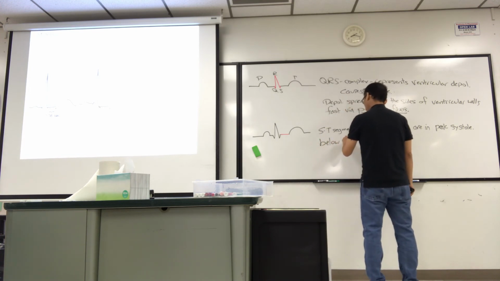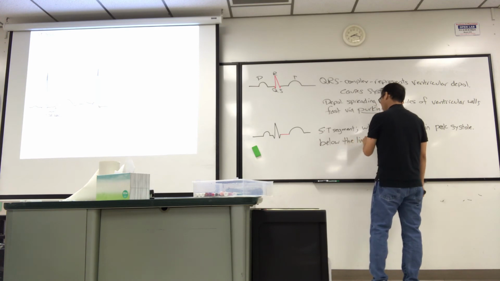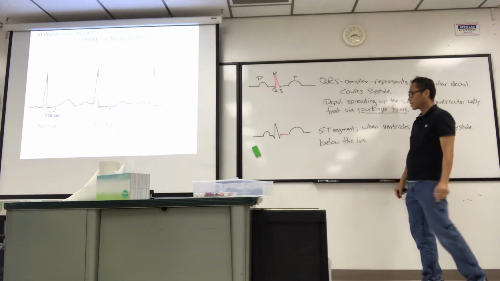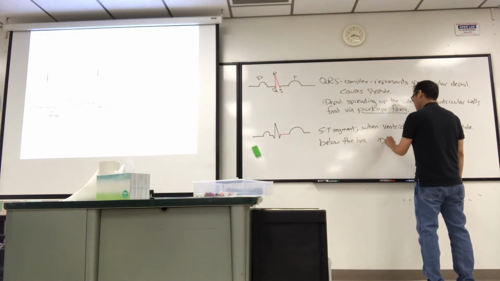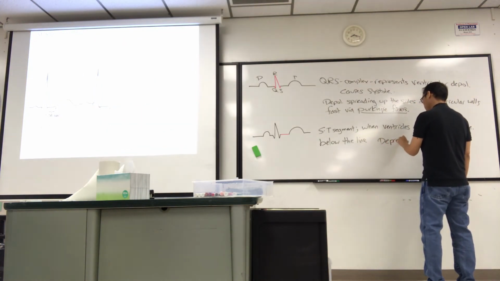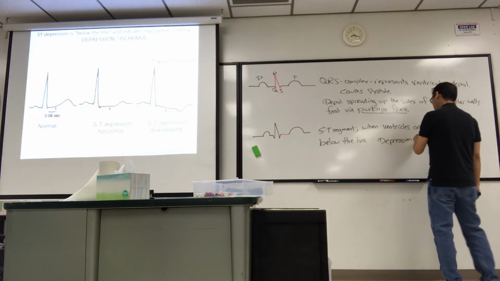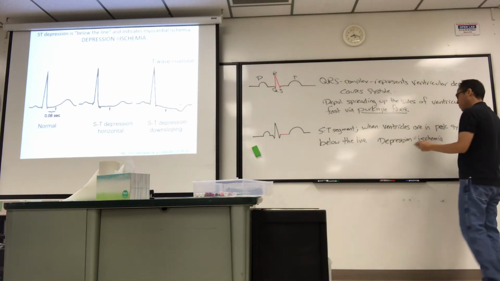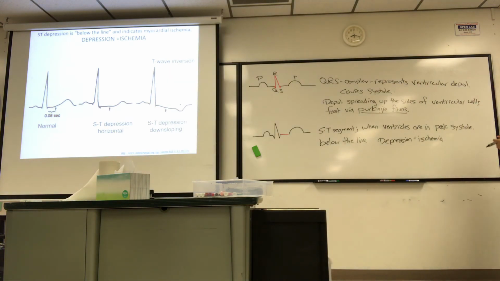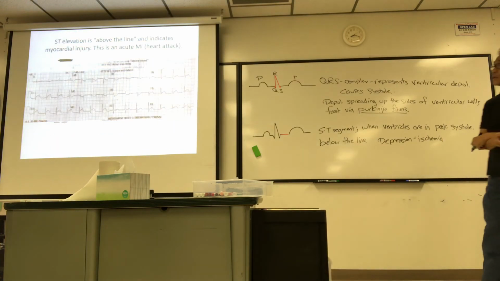Below the line. What line? I guess the isoelectric line, quote unquote. Well, anyways, below the line, the depression of the ST segment may equal lack of blood flow. Maybe the patient is complaining of chest pains, just overall uneasiness. Maybe the heart muscle is not getting the blood. Maybe there's a blockage, something going on.